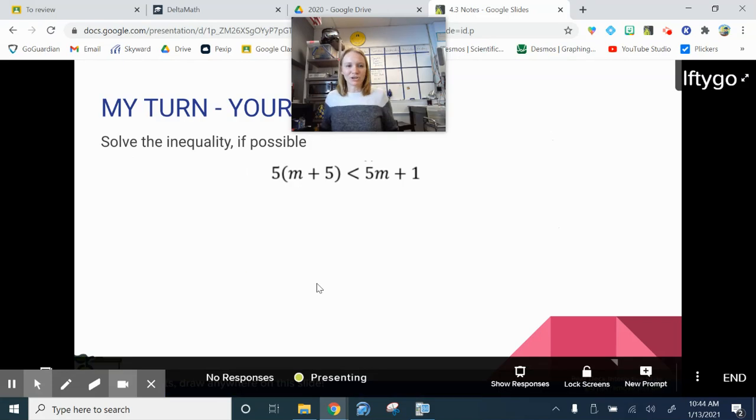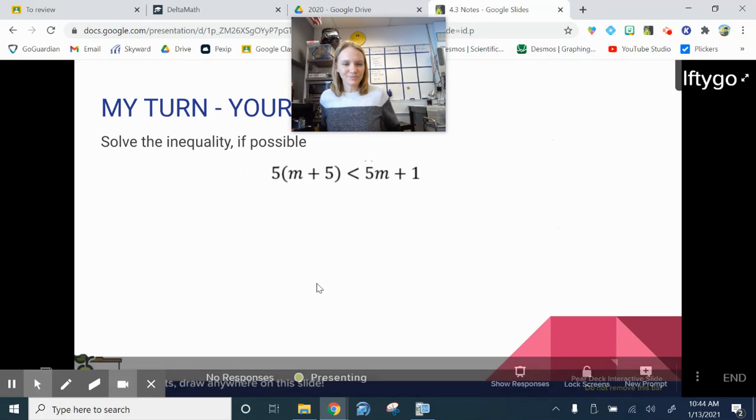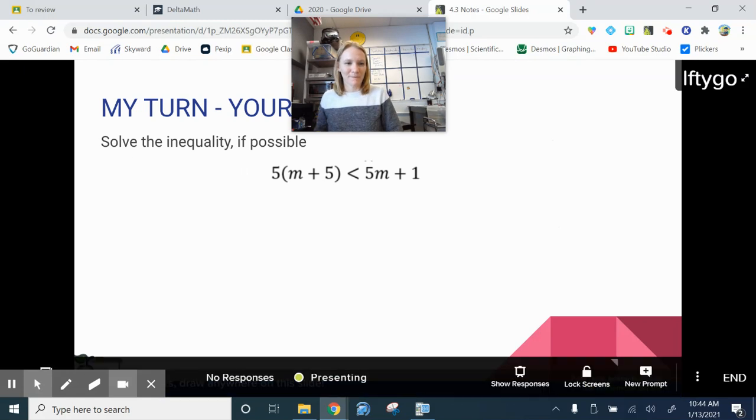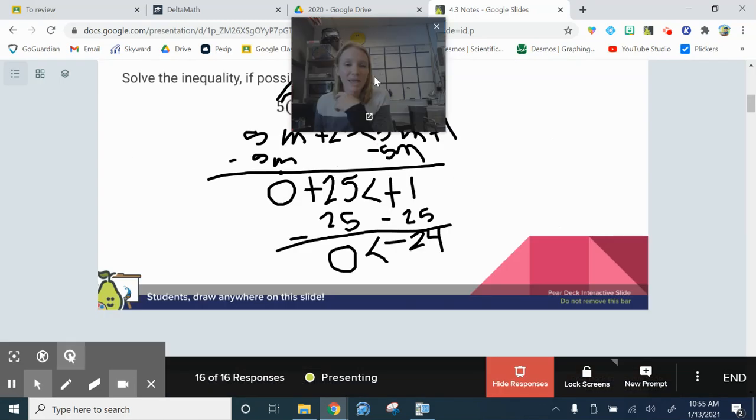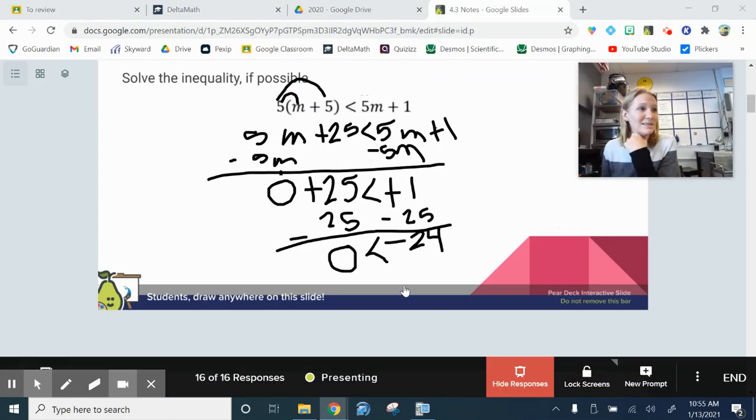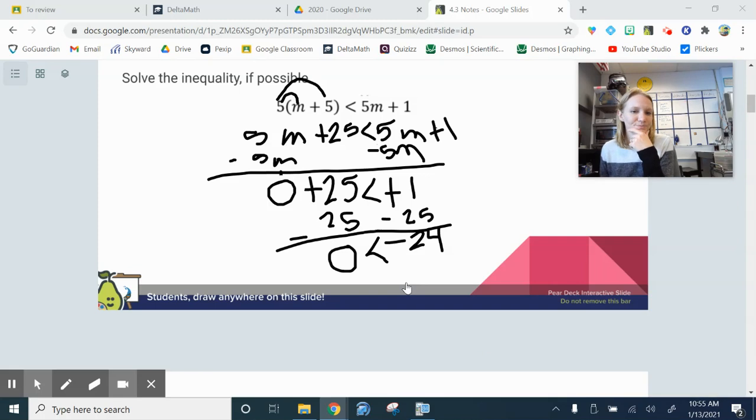My turn, your turn. I wonder if I pause this, seeing as how I pause the recording. They have the solution here. 0 is less than -24. So the question is, so we've gotten it solved. Now the question is, analyze that. Is that true or false? Is 0 less than -24?